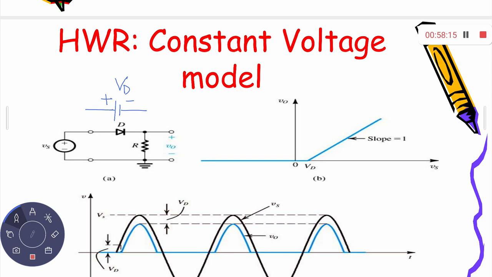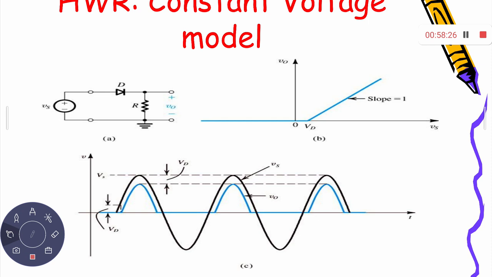Then what should be the output? What we expect? First of all, try to understand what happens. Suppose it will be better if I observe from this side first. Now what happens? As of now, we have assumed that if my input is greater than 0, the diode will be on. If the input is less than 0, the diode will be off. Now, if the diode is represented by means of a battery of, say, magnitude Vd, constant voltage model, then until and unless your input is just greater than the Vd value, the diode will not be on. So, when this voltage is greater than or equal to Vd, then the diode will be on.